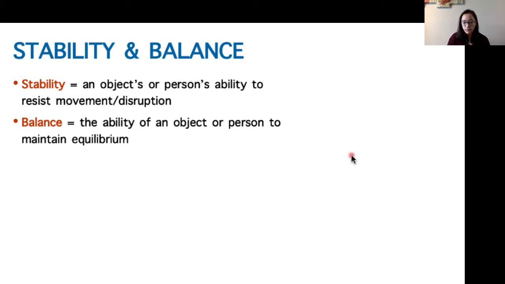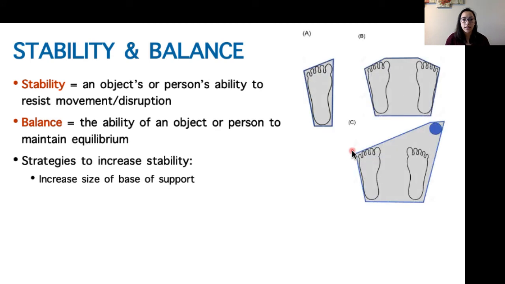The strategies that we often use to increase stability are to increase the size of the base of support. When you draw a boundary around whatever is in contact with the ground, usually your feet, that creates a base of support. Standing on one leg would have a smaller base of support than standing with both feet on the ground. Sometimes we might give a person a cane or a walker to increase their boundary of stability so that they can be more stable.